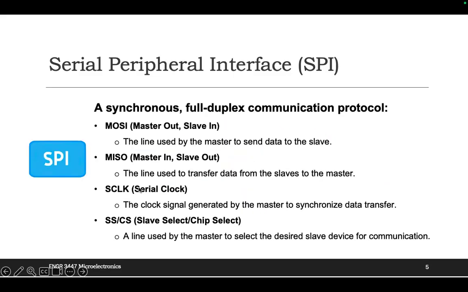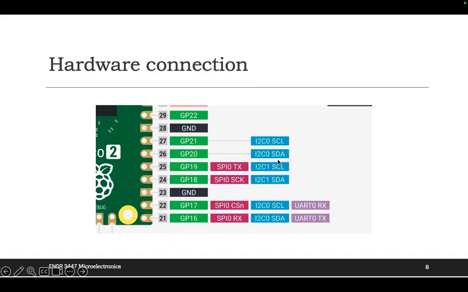Then for SPI, do you remember these pins? I think you have already finished several labs, and when you connect your pins, you need to check which pin you need to connect. GP means general purpose input output. You have already used it many times. So far we just used the general input output function, where we just define the pin.